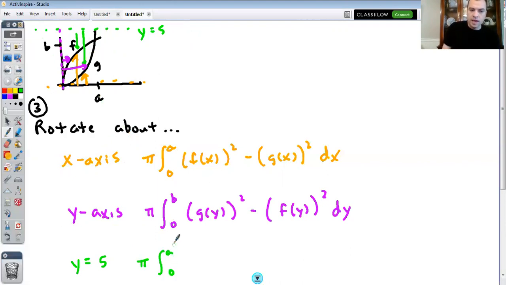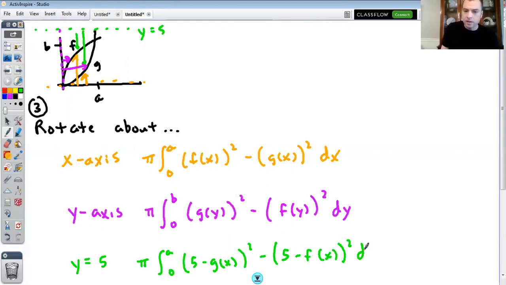It's a horizontal axis of revolution, so I'm still going to be in terms of x. So pi, 0 to a. But now when I define this distance, the bigger arrow is not just g of x, it's the difference between 5 and g of x. So it's 5 minus g of x squared minus 5 minus f of x squared dx. Again, defining the larger arrow, that's my radius, my big R, and the smaller arrow, my little r.